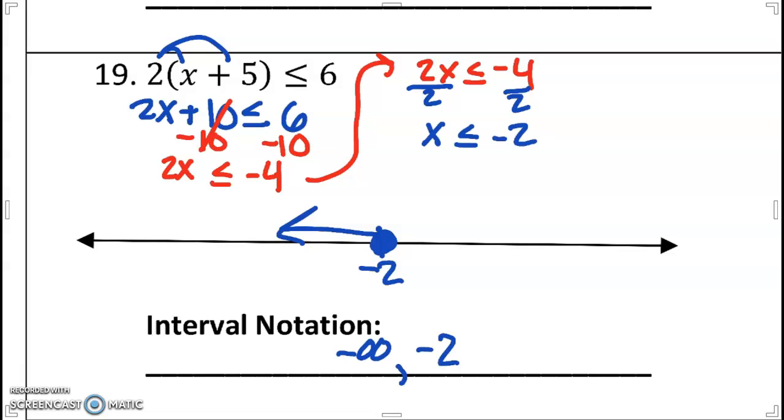Does my -2 get a parenthesis or a bracket? Sorry, it gets a bracket. It gets a straight line bracket because of this straight line equal sign. It is also a solid dot, a colored in dot. It's like a nice solid bracket. Negative infinity gets a parenthesis, because infinities always get parentheses.